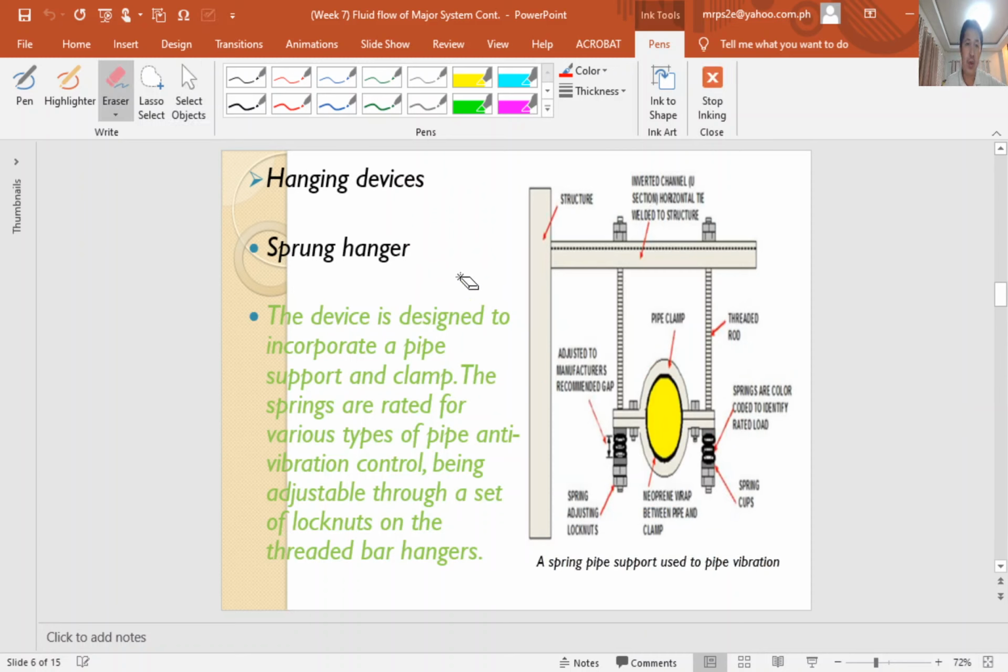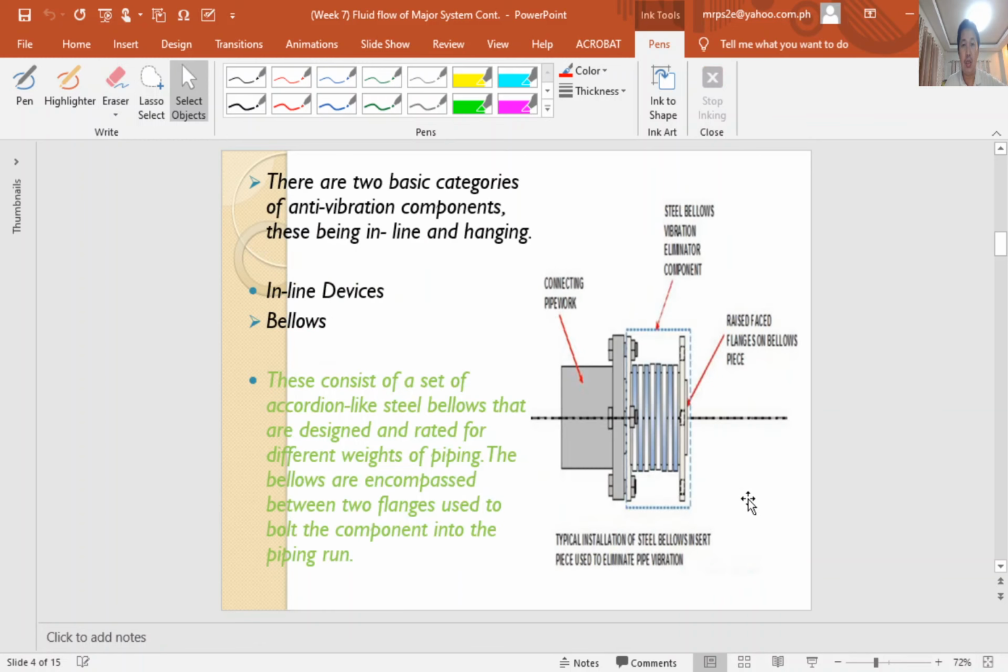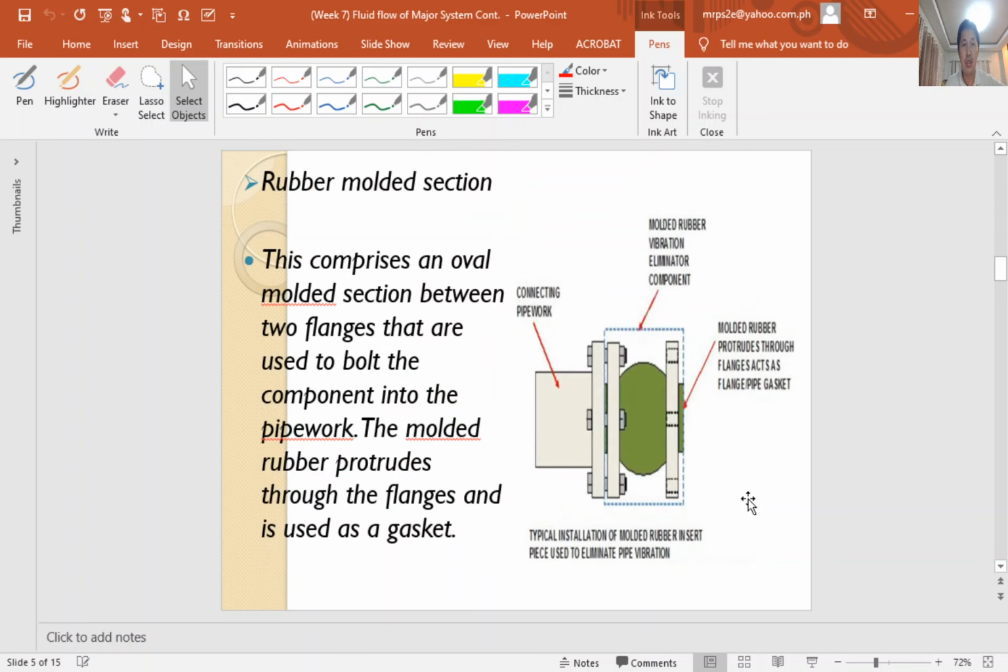So another example of the inline devices mentioned a while ago: here is the bellows and the rubber molded coupling.